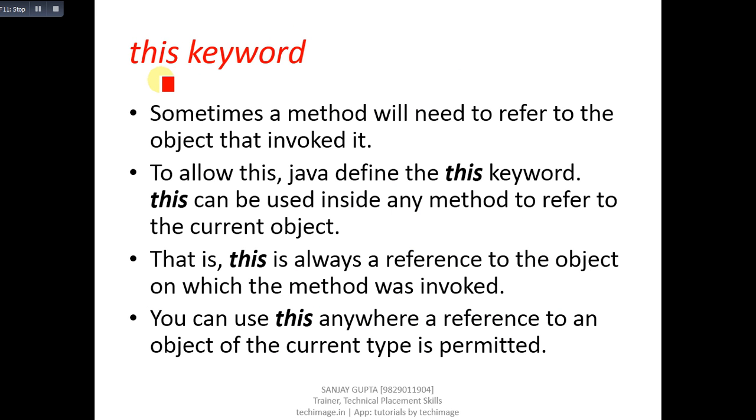So coming on to the topic, which is the this keyword. First I'm going to explain this keyword. Sometimes a method will need to refer to the object that invoked it. To allow this, Java defines the keyword this. This can be used inside any method to refer to the current object. So if you want to access properties of the current object inside a method, then you can use this keyword. This is always a reference to the object on which the method was invoked.